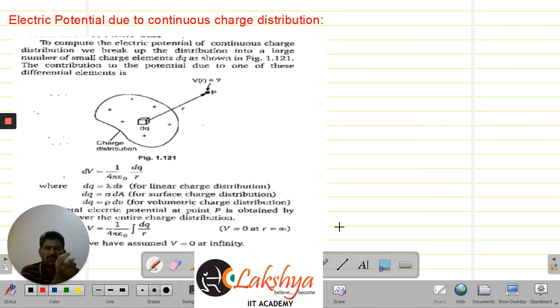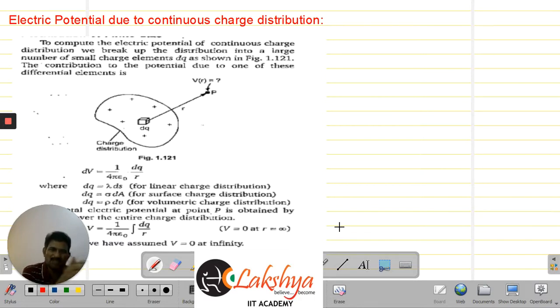Here we may derive the potential directly by taking a small element and then integrating. There is also a technique: we know the relation between E and V, and we derived the expressions for electric field due to different objects. So we can use that E expression to calculate the potential expression.